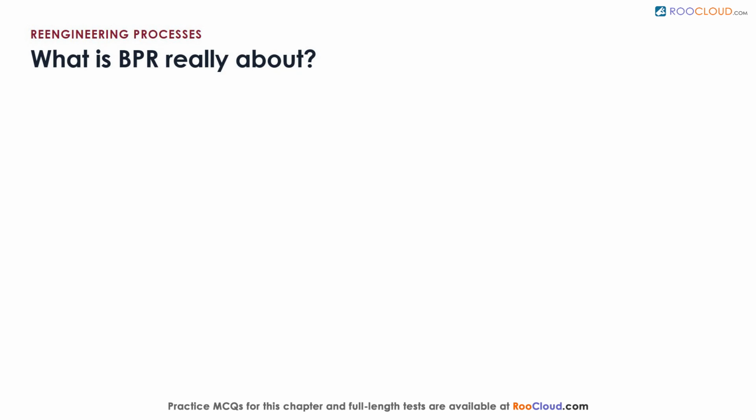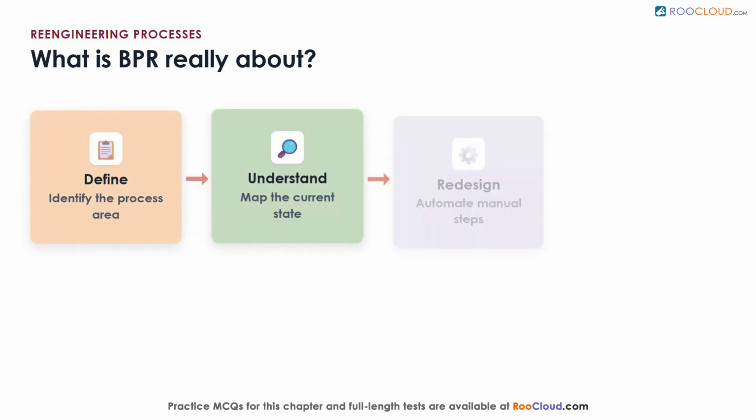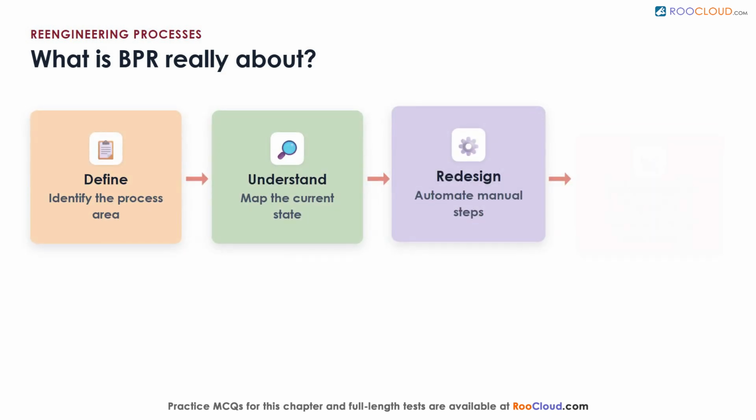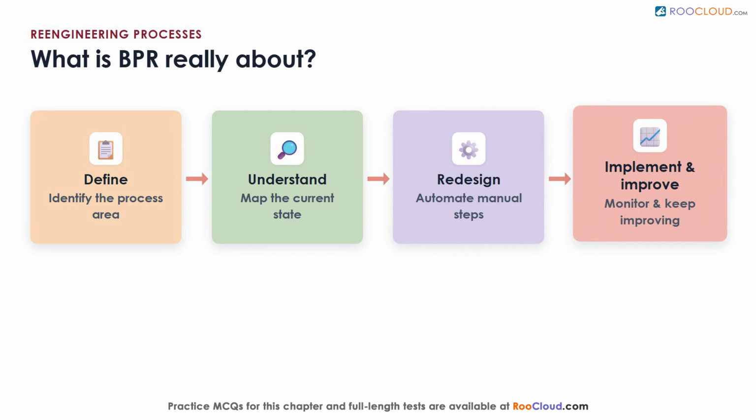Let's go deeper on business process reengineering. What is it really about? It's redesigning processes to respond to pressure and cut cost. Usually, that means automating away manual steps. The path is straightforward. Define the area, understand the process, then redesign it. Implement, monitor, and keep improving.